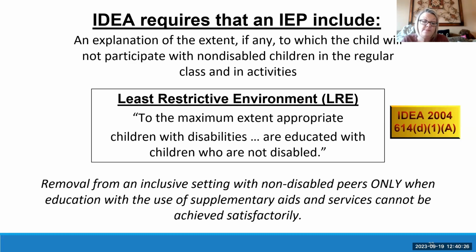IDEA requires that an IEP include an explanation of the extent, if any, to which the child will not participate with non-disabled children in the regular class and in activities. It's so important to know that placement is not decided until the end of an ARC meeting. You should not ever walk into an ARC meeting before you've had a chance as a team to go over and create the IEP and be told your child is being placed here before any of that occurs. It should always be the last part in completing the IEP. It should be determined after all other information has been discussed.